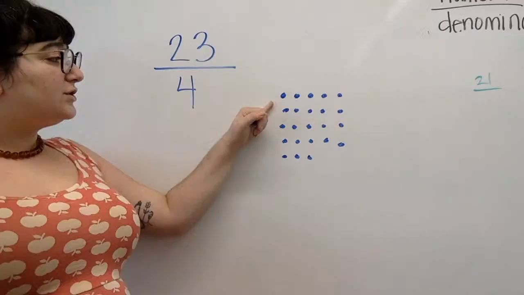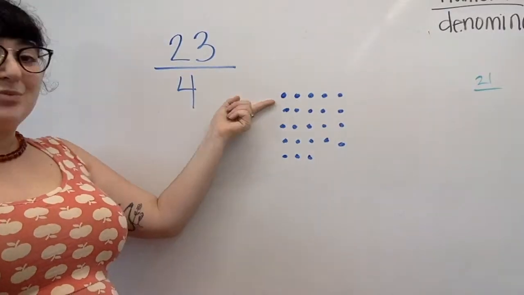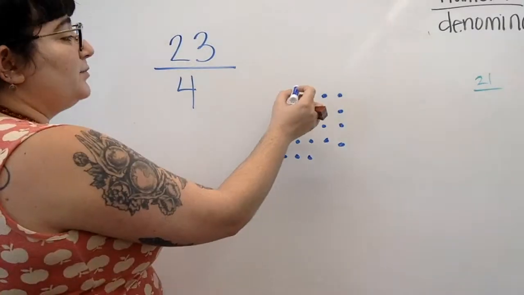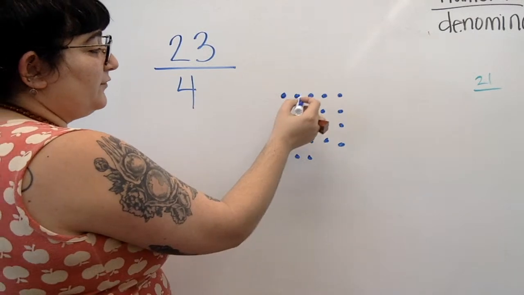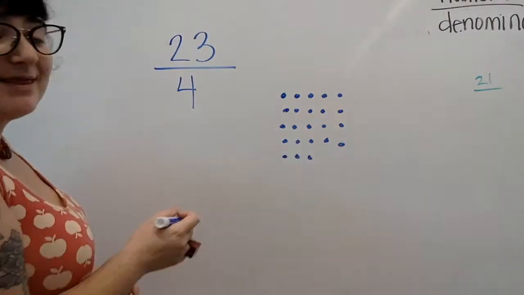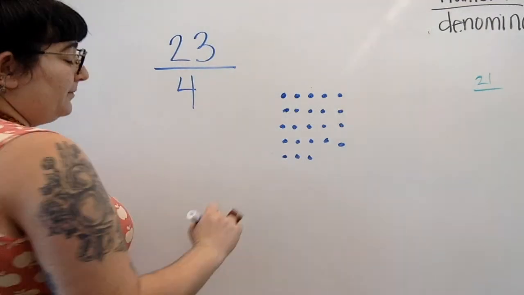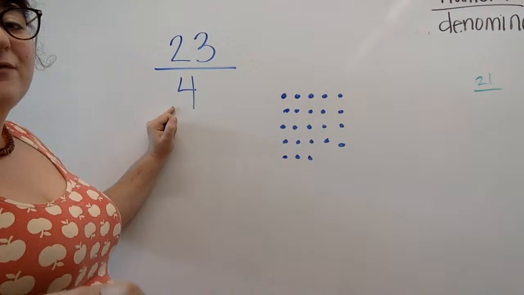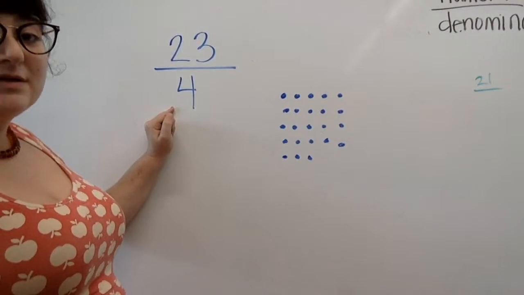Now, these aren't 23 pieces. These represent a fourth, right? I have 1/4 plus another fourth equals 2/4, 3/4, 5/4, and so on and so forth, right? These represent a fourth. I want to see how many wholes I can make because I know that 4/4 equals 1 whole.